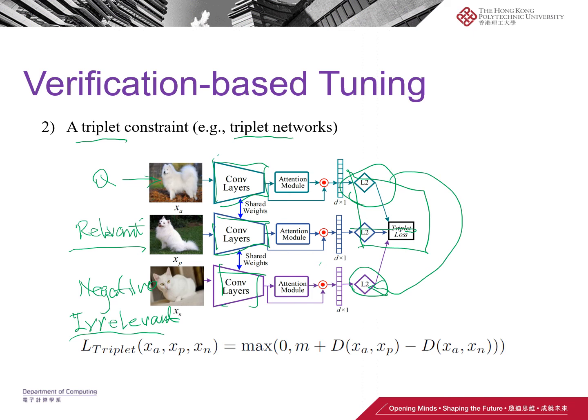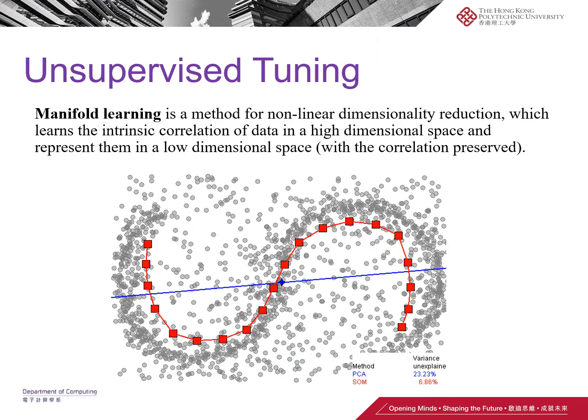So Triplet neural networks are really popular in verification-based tuning. However, even though triplet networks are popular and make a lot of sense, you might have seen that you still need the ground truth to tell they're relevant or irrelevant, so you can conduct the training. That group of methods also falls into the supervised learning methods.